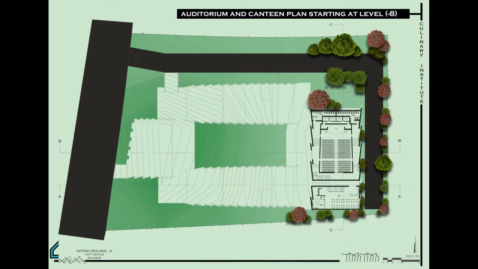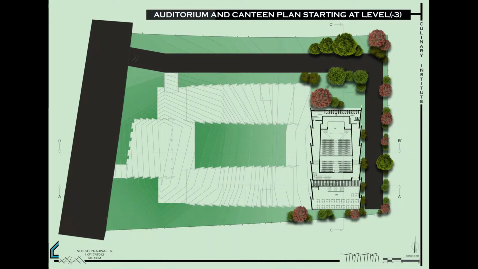Coming to the canteen plan, the stairway leads to the canteen from the academic block, which is placed between the auditorium and canteen. The canteen has a capacity of 100 to 150. Auditorium and canteen plan starting at level -3. On this floor, the seating capacity is 100, where the floor acts as a mezzanine. As I said, it is also known as a balcony, where there is an entrance from the canteen also, and both floors are interconnected. In this canteen floor there are seating spaces.